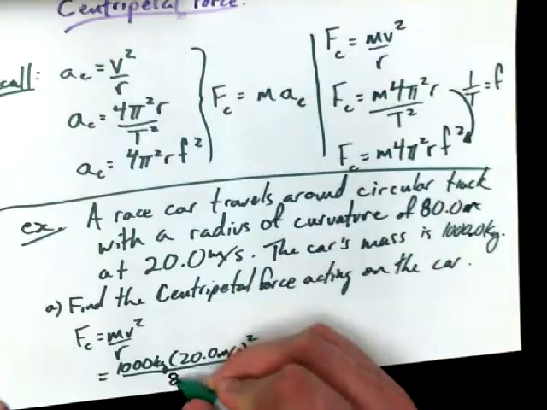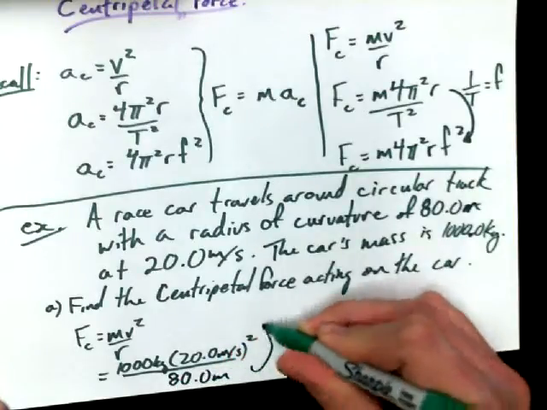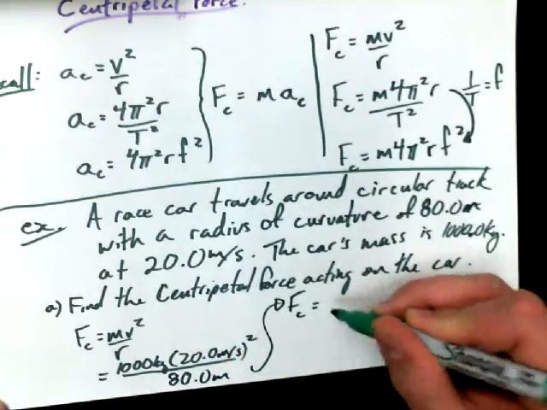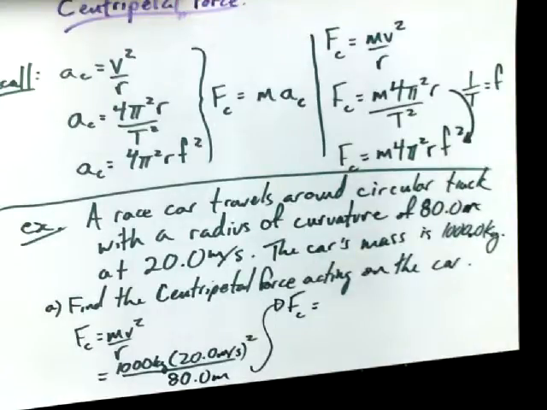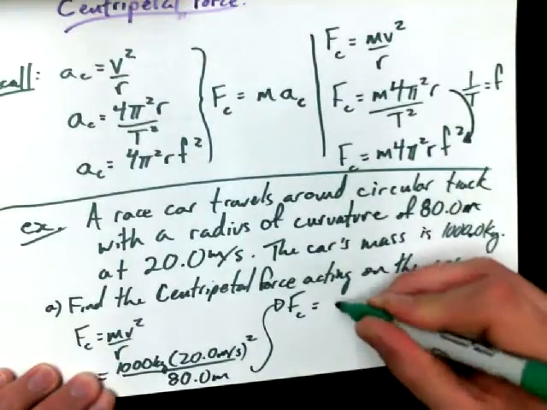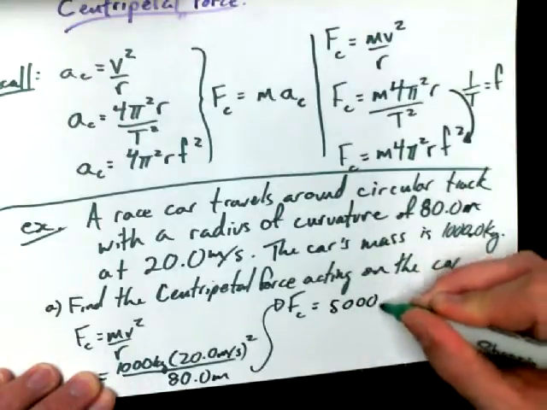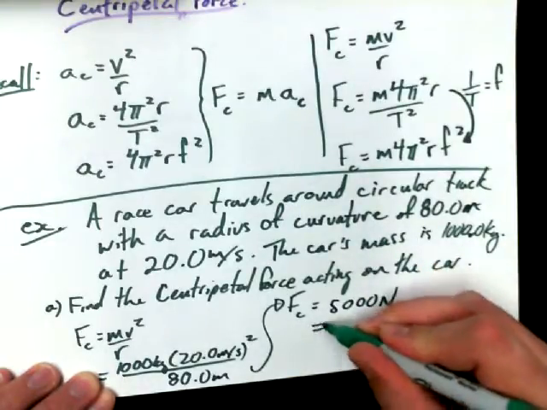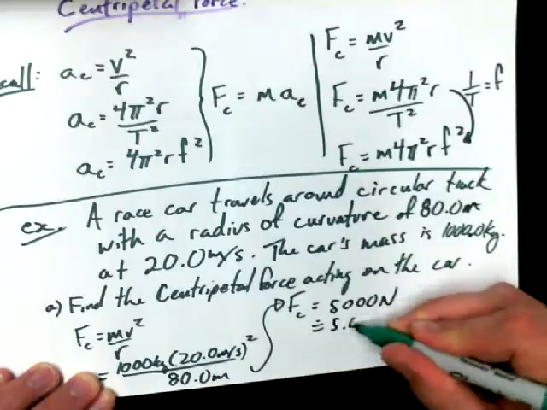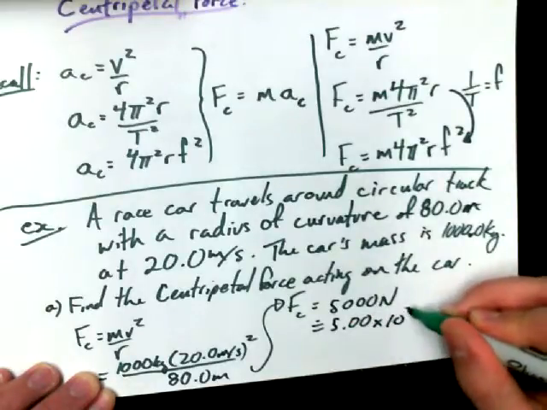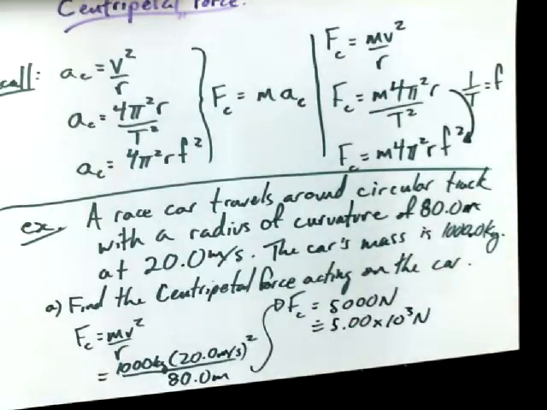Divided by 80.0 meters. And a little bit of calculator work. It's going to end up giving you, I think, 5,000 newtons. Okay. So about 5,000 newtons. And if we want to look at sig figs here, we could say 5.00 times 10 to the power of 3 newtons, because I can only be confident about 3 significant figures.